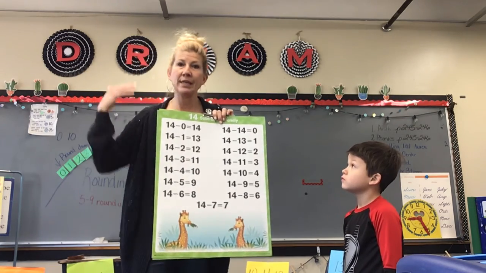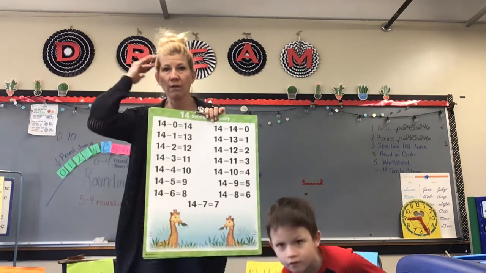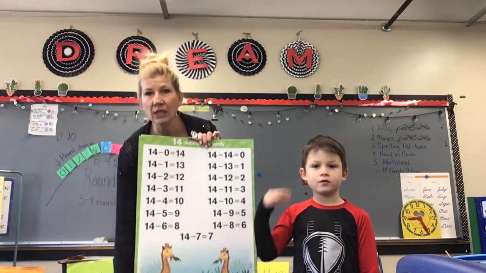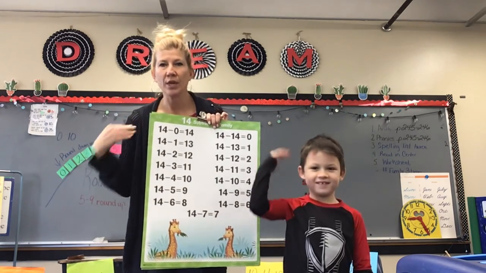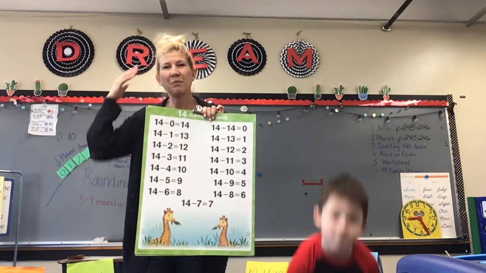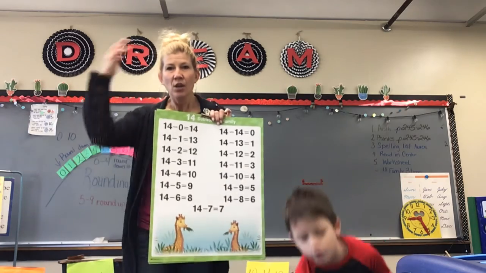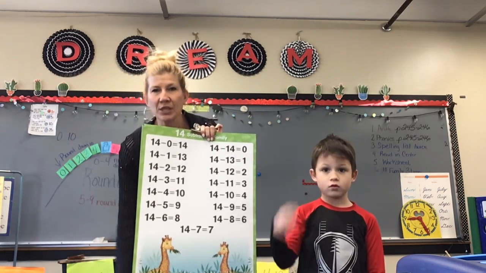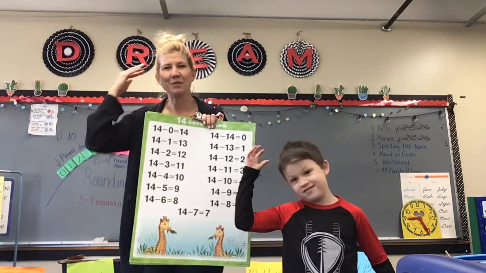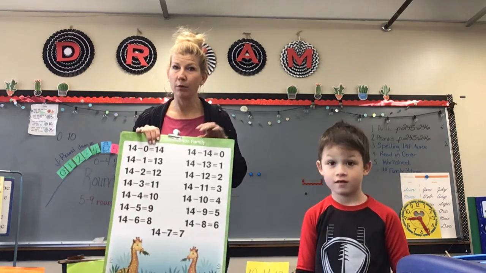Ready? 14 minus 0 equals 14. 14 minus 1 equals 13. 14 minus 2 equals 12. 14 minus 3 equals 11. 14 minus 4 equals 10. 14 minus 5 equals 9. 14 minus 6 equals 8. 14 minus 7 equals 7. 14 minus 8 equals 6. 14 minus 9 equals 5. 14 minus 10 equals 4. Good, we're going to do it one more time, and then we're going to do it without looking.